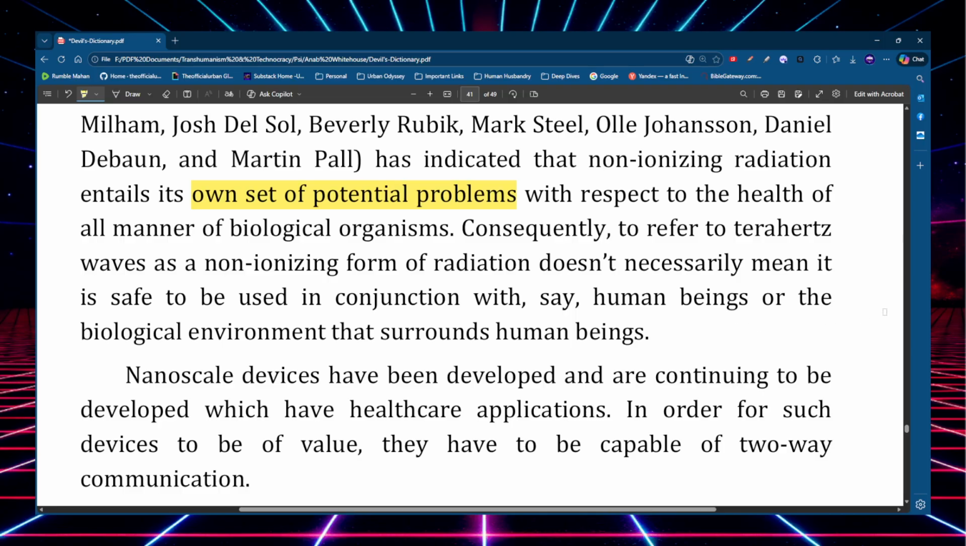Consequently, to refer to terahertz waves as a non-ionizing form of radiation doesn't necessarily mean it is safe to be used in conjunction with, say, human beings or the biological environment that surrounds human beings.